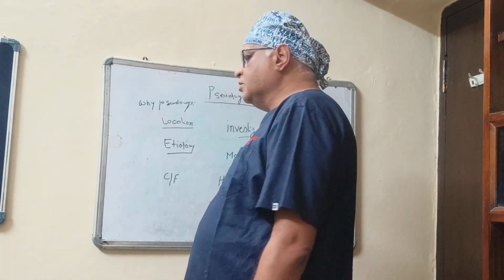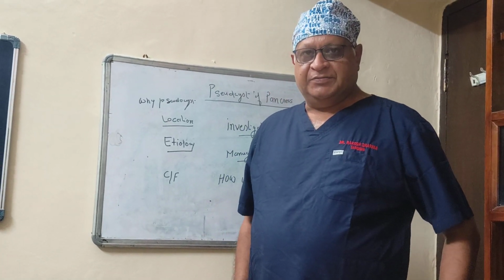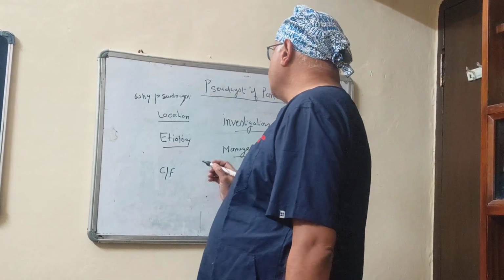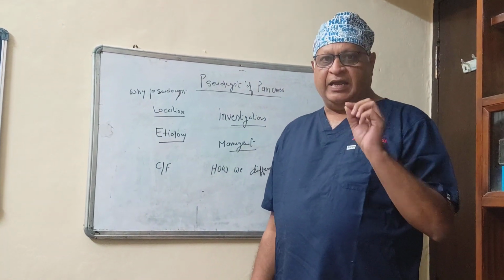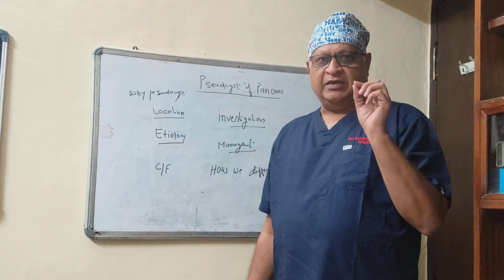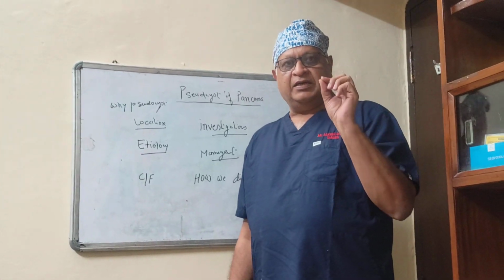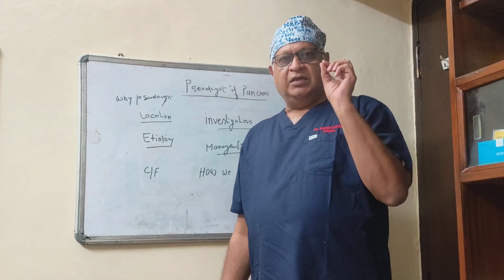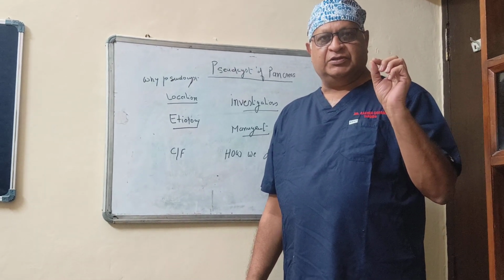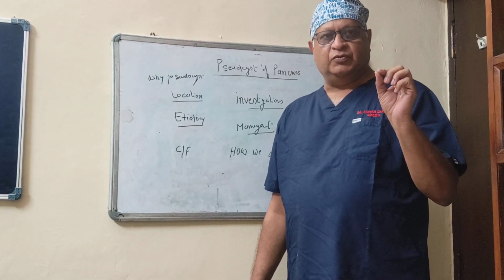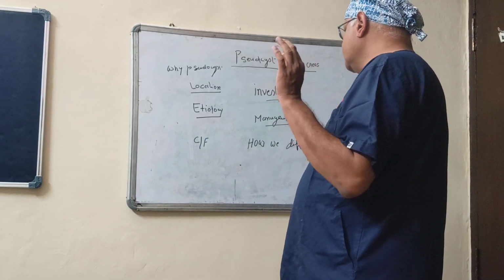Today we are discussing a very important surgical problem called pseudocyst of pancreas. Why is it called pseudocyst? Because every cyst has an epithelial lining. The cardinal feature of any cyst is that it has an epithelial lining. But in case of pseudocyst, it is not lined by epithelium. The wall of the pseudocyst is made up of granulation tissue or fibrosis. So it is called pseudocyst.